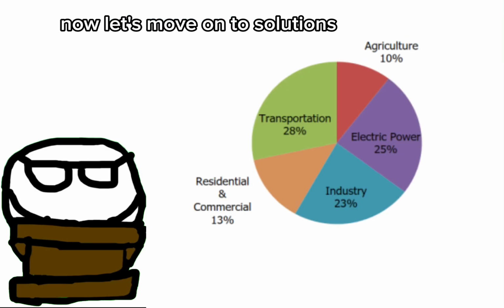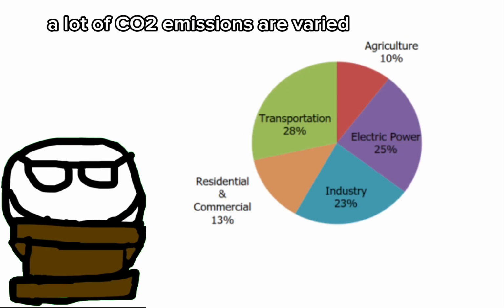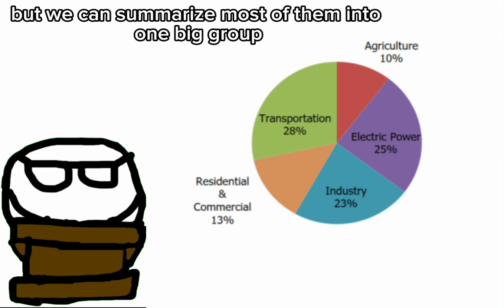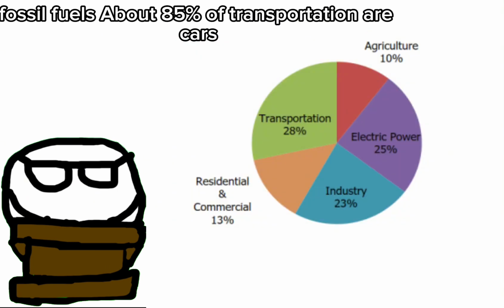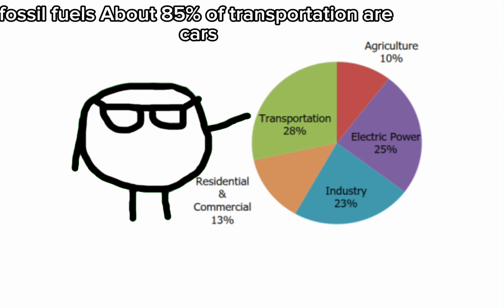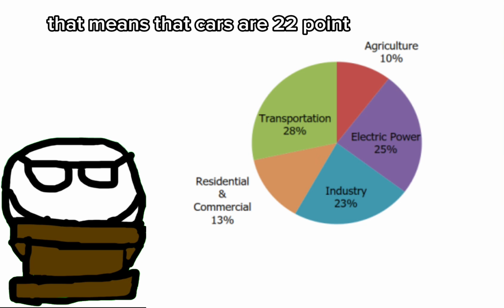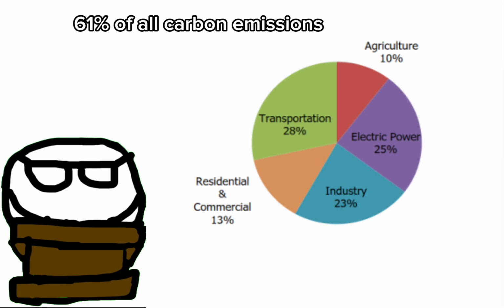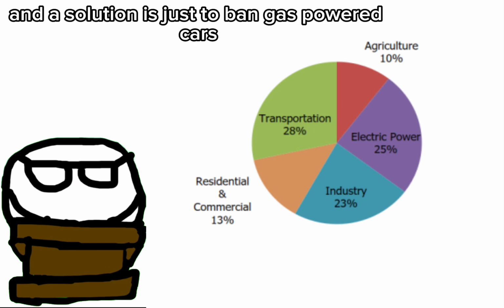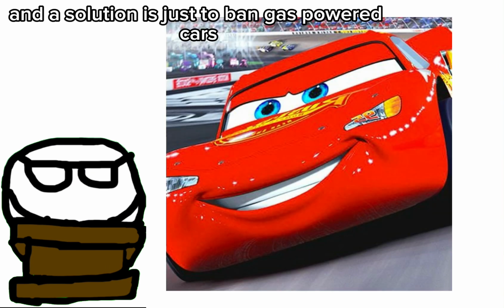Now let's move on to solutions. As we can see in this photo, a lot of CO2 emissions are varied, but we can summarize most of them into one big group: fossil fuels. About 85% of transportation are cars, and only 95% of cars are gas powered. That means that cars are 22.61% of all carbon emissions. That's a lot, and a solution is just to ban gas powered cars.